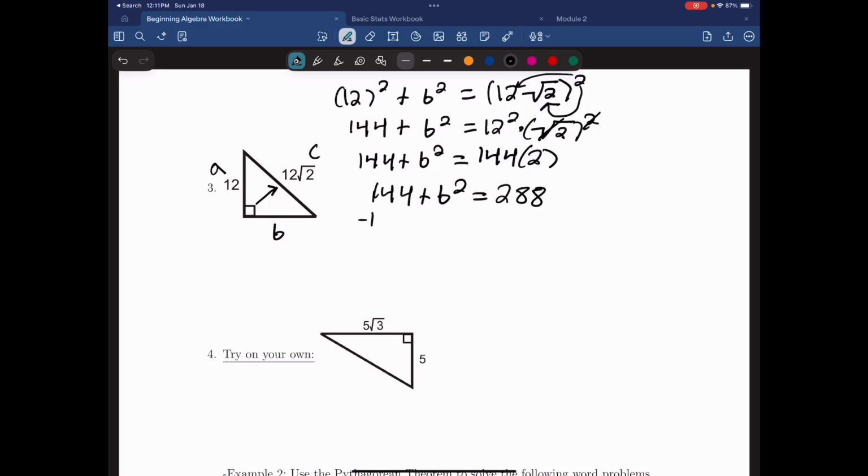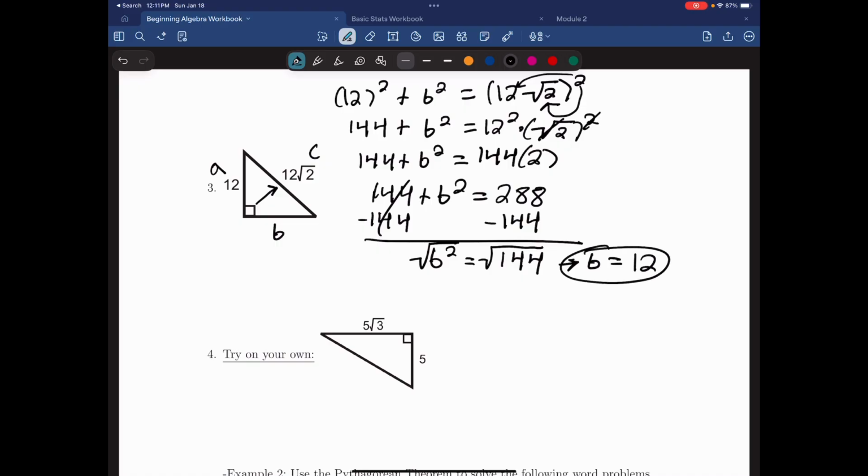And now let's subtract 144 on both sides. And we get B squared equals 144. And now, to solve for B, what are we going to do? We're going to square root both sides. And the square root of 144 evaluates to a perfect number, 12. And that's your missing side length.